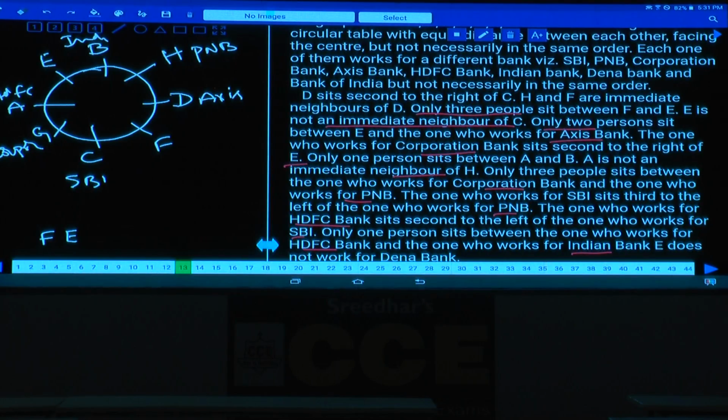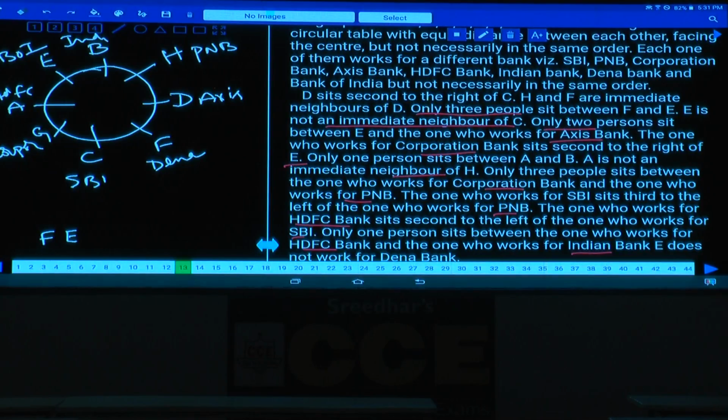E does not work for Dena Bank, so this F works for Dena Bank. If F works for Dena Bank, which bank is left over here? Bank of India is left over, and this E works in Bank of India. Done with this. This is how these 8 persons are seated around a circular table, and each of these persons works in a different bank.